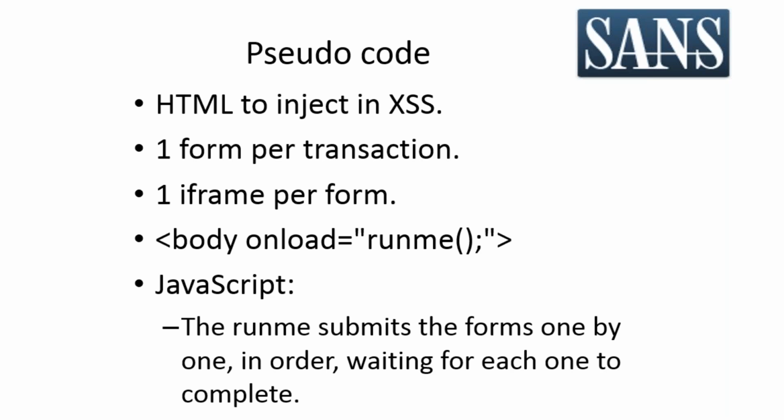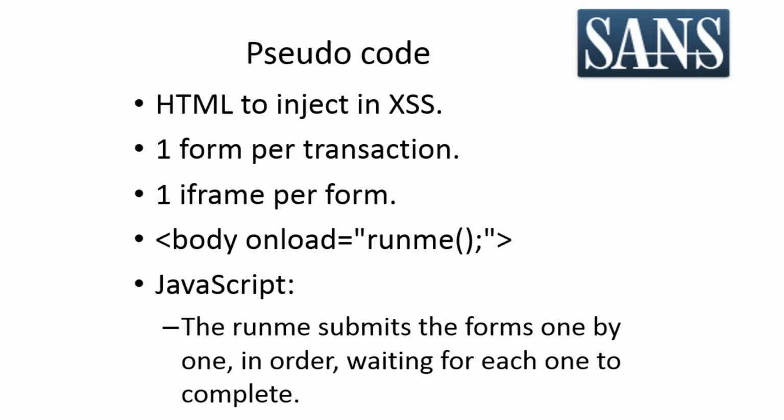Depending on the number of transactions you want to perform, you create one iframe per form. Now, we made the iframes visible for one of the proof of concepts that we ran. You don't have to, of course. You can make them invisible in the background and make users view kitten videos or bunnies or something. Then one body unload function called runMe.